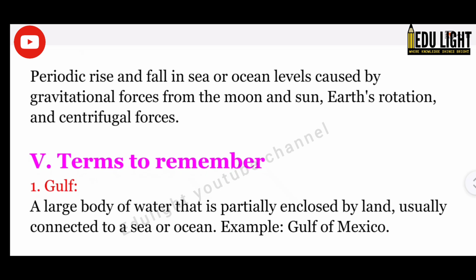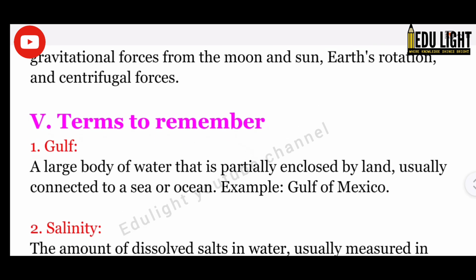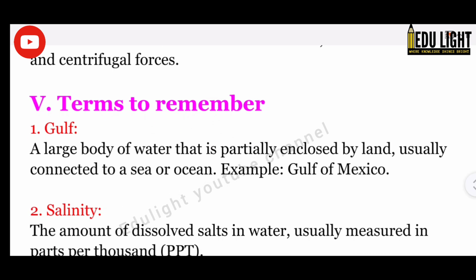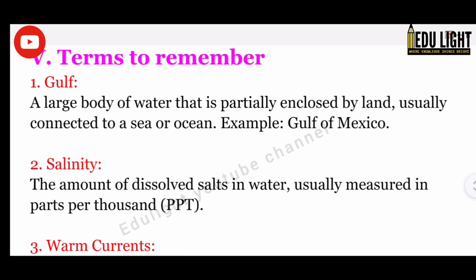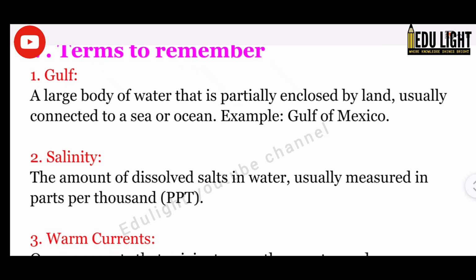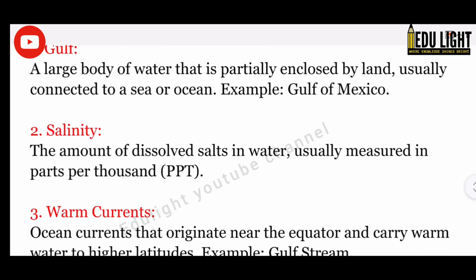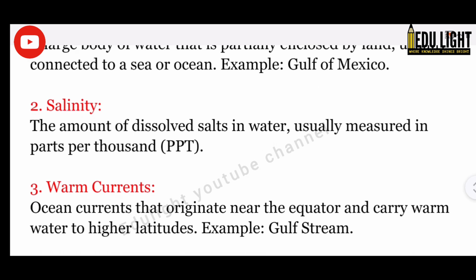Terms to remember. 1. Gulf. A large body of water that is partially enclosed by land, usually connected to a sea or ocean. Example, Gulf of Mexico. 2. Salinity. The amount of dissolved salts in water, usually measured in parts per thousand.